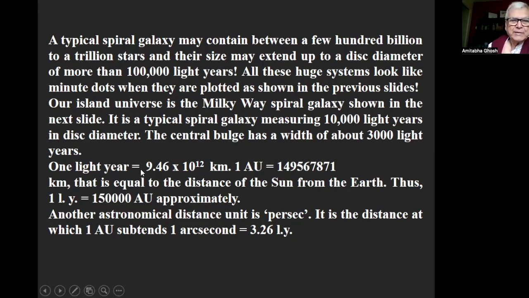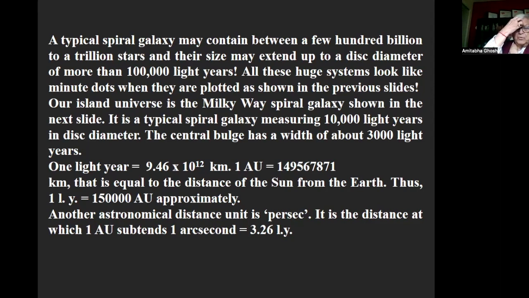Now, 1 light year is about 9.46 into 10 raised to 12 kilometers. And this is required. The distance between the sun and the earth is called an astronomical unit, the radius of Earth's orbit, and this is so many kilometers. And 1 light year is about 1.5 lakh astronomical units. That means in one light year, this sun-earth distance can be placed 1.5 lakh times.